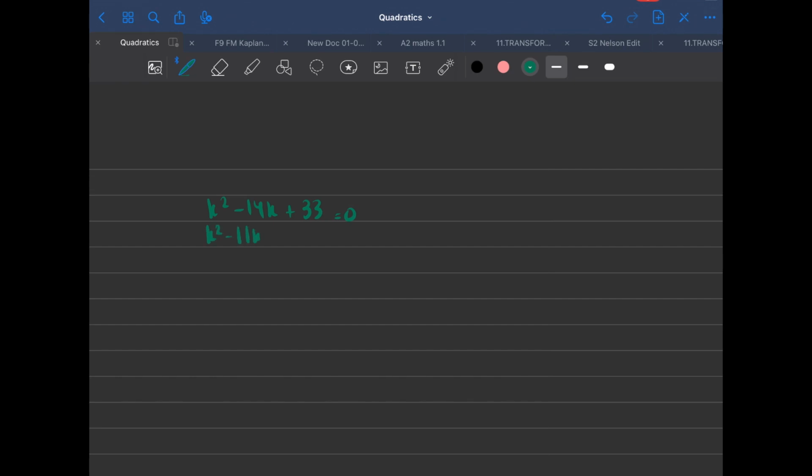K square minus 11k minus 3k plus 33 is equal to 0. Take k common, k minus 11. Take minus 3 common, k minus 11. So what's k, bacho? It's going to be k is equal to 3 and k is equal to 11. Do you get this?